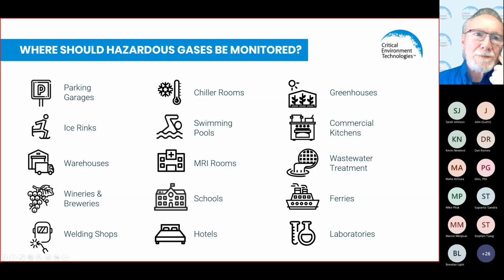Some of the applications we get involved in on a daily basis range anywhere from parking garages right through to laboratories, MRI rooms, commercial kitchens, wastewater treatment centers, welding shops, wineries and breweries, micro wineries, micro breweries, micro distilleries. All of these different applications we get involved with on a daily basis.